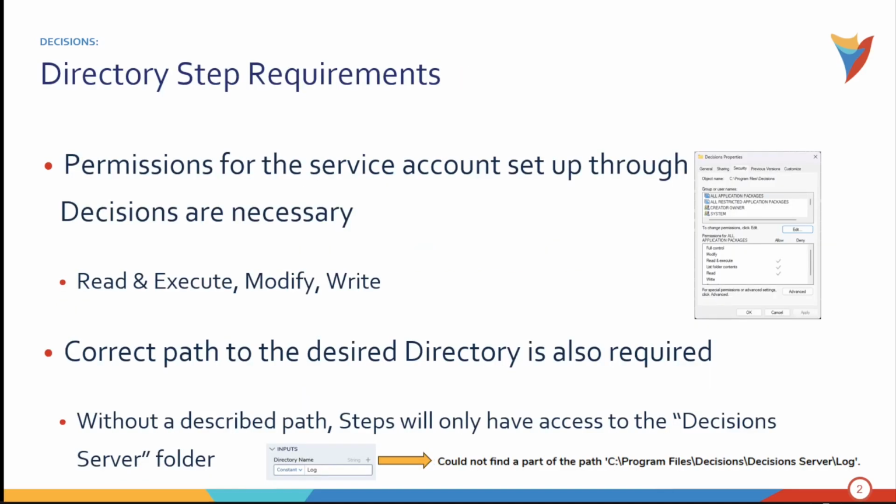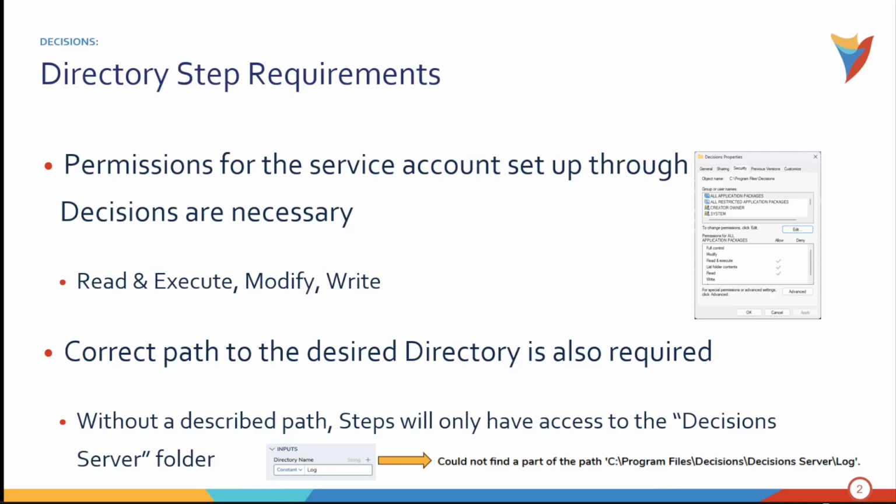A couple things that are important to note for the requirements of these steps. First thing that's important is to make sure that the service account that is set up through Decisions has the proper permissions in order to complete the different actions that will be done with the directory steps. So when you set up your Decisions server, you have to set the service account. Then just make sure that that account has access to the folders that you want to access. Depending on what you need, you'll need read and execute, you'll need modify, you'll probably need write access in order to do things like create a directory or access data inside a directory, things like that.